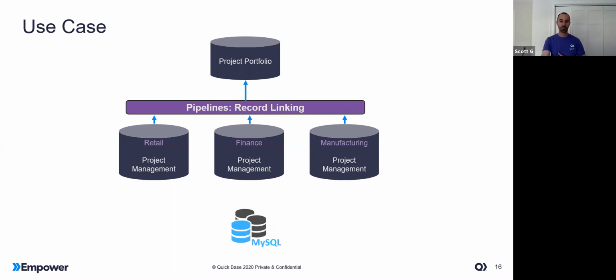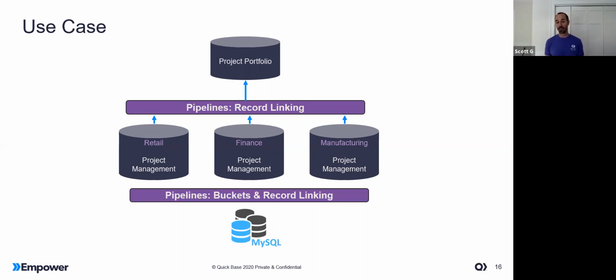So what you would do is create a pipeline that adds a row to the bucket and then links that to a QuickBase record. So we would take that very first pipeline that we created, where when a project is created in our project management app, we create a project in the portfolio app. We're going to add one more step to that, and that's adding a row to our bucket and linking that row in the bucket to the project when it's created.